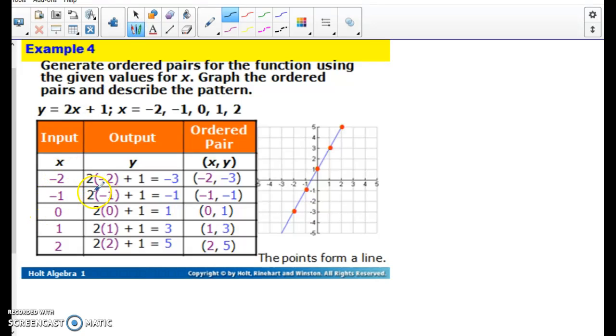I put in -1. 2 times -1 is -2, plus 1 is going to give me -1. So that means I put in a -1 and I got out a -1. So -1, -1, there's a dot there.